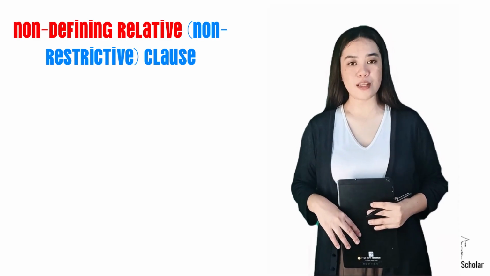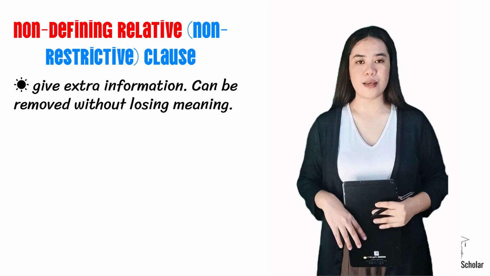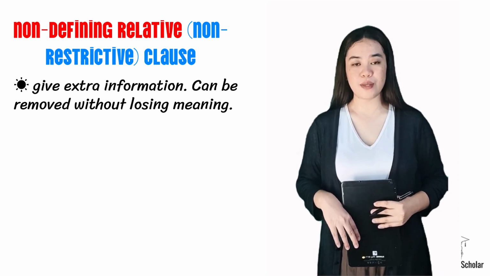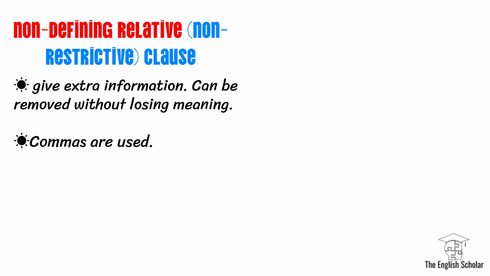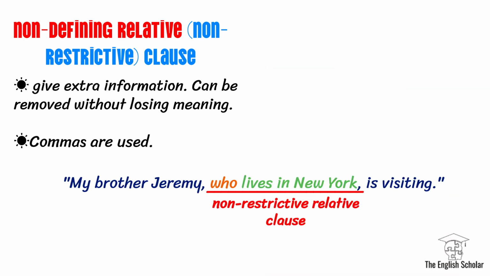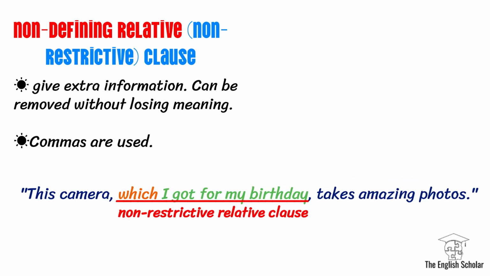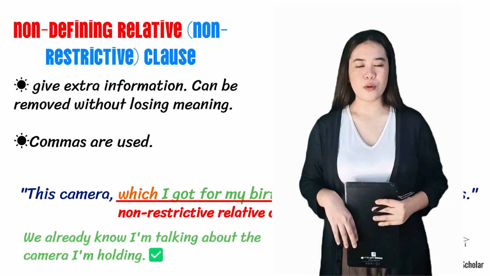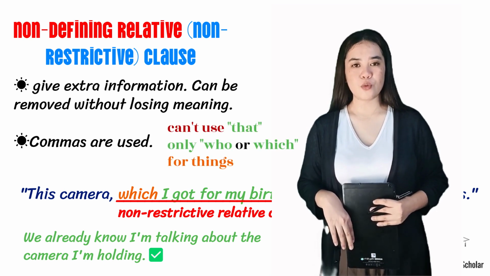Two, non-defining relative clauses, also called non-restrictive clauses. They add extra information, but the sentence would still make sense without it. We use commas for such clauses. My brother Jeremy, who lives in New York, is visiting. We already know which brother is coming, so the clause "who lives in New York" is just a bonus detail. This camera, which I got for my birthday, takes amazing photos. And here's an important rule. In non-defining clauses, you can't use that, only who or which.